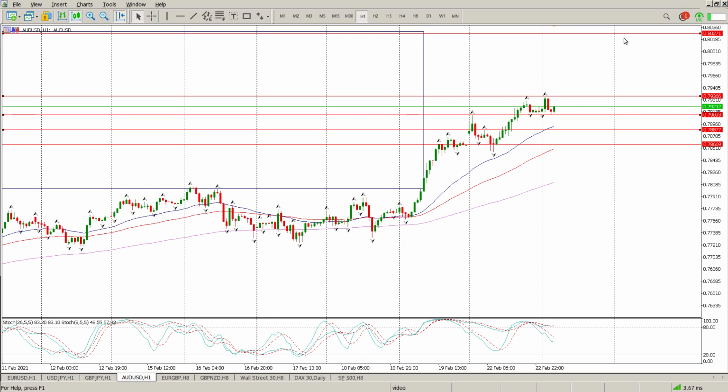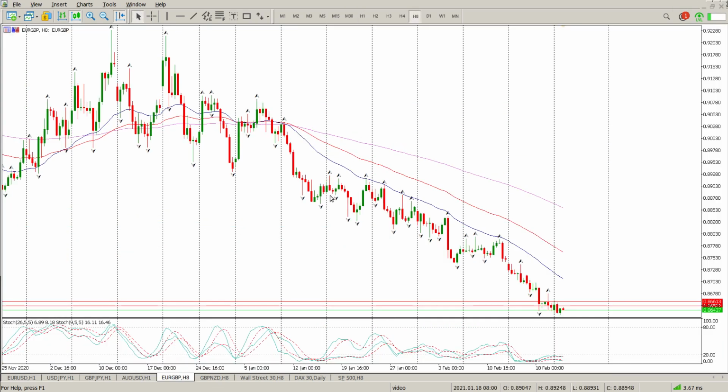So that is trending up at the moment. You're looking for opportunities to buy into this. Hopefully we get some sort of structure like we had yesterday over here. Euro British pound. So this trend is still very much to the downside.